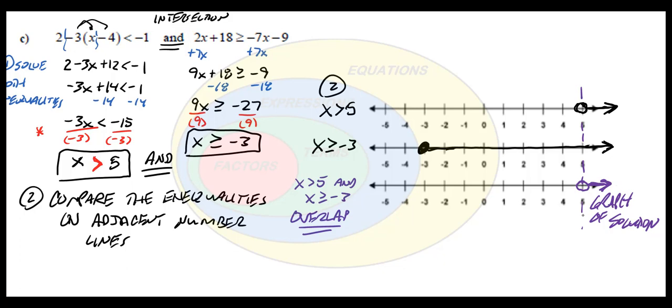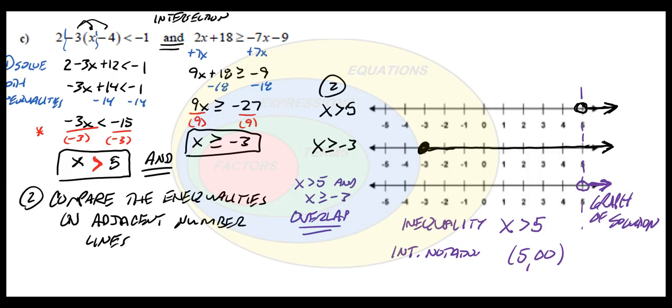The inequality of our solution, we can simply write as x is greater than 5. So it's the same as one of our answers. And then the interval notation for this would be, it starts at 5 and it goes to infinity to the right.